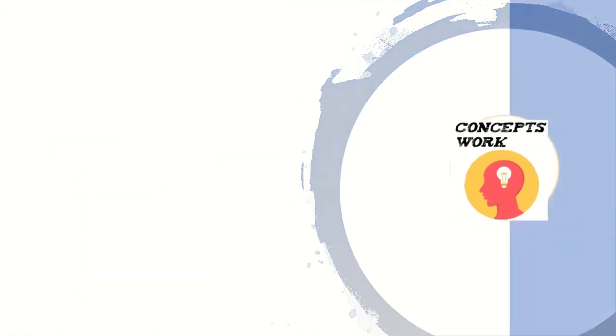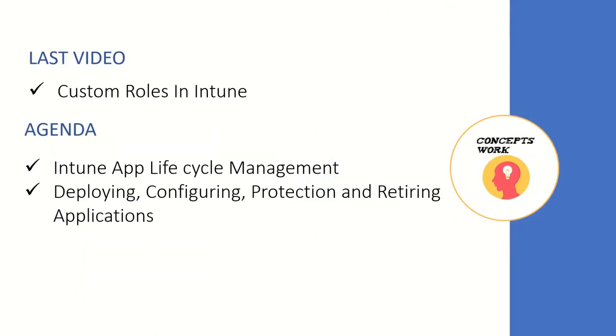And in this video, we are going to talk about Intune App Lifecycle Management. If you're watching the series from the beginning, in the last video, we discussed custom roles in Intune, whereas the agenda of this particular video will be knowing four different stages of app lifecycle management, wherein the first one is deploying an application to a particular set of users and devices. The second one is configuring different policies for the application, then protecting the information which is there inside an application, and the last part is retiring the application when it is no longer required.